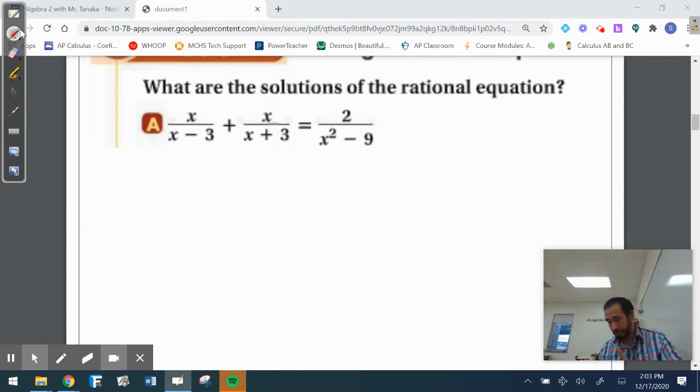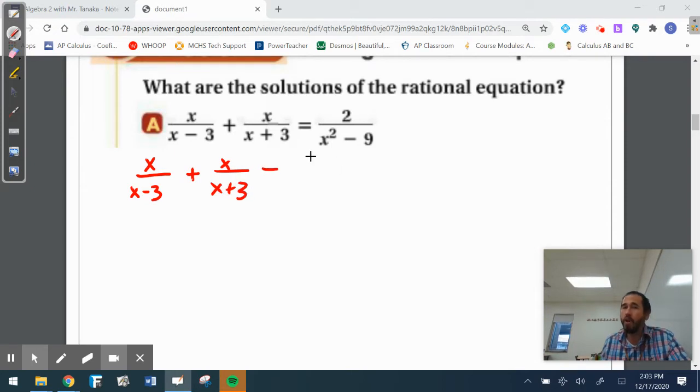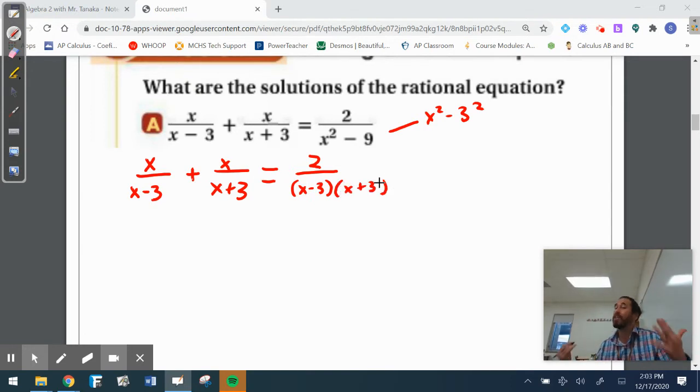Now, what do I mean by that? Well, first and foremost, what we want to make sure we do is factor all the denominators. So if I were to rewrite this problem in factored form, it'd be x over x minus 3 plus x over x plus 3. And then hopefully we all know by now that x squared minus 9 is really x squared minus 3 squared. So remember, that's the difference of squares, which would be x minus 3, x plus 3. Now, if you notice, if you look at those bottoms, there's a lot of similarities. So just like complex fractions, we're going to go ahead and find an LCD.